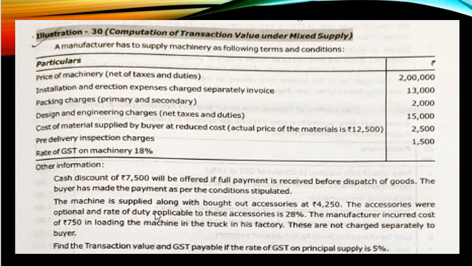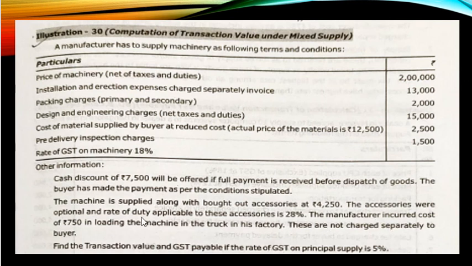Here they have told us the accessory which is supplied is optional. If you want, you can buy. It is not mandatory that you need to buy it with the primary supply. As it is optional, this is called mixed supply, because there is no way the accessory which is supplied is going to help the primary supply of the machinery. As it is optional, this will be considered as mixed supply. So the accessories rate is 28%.